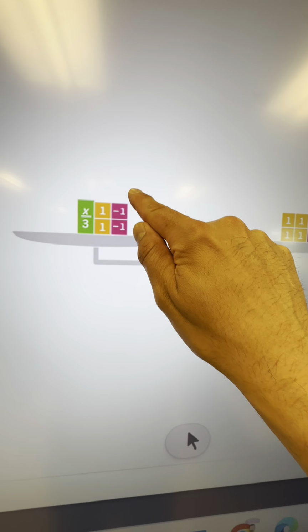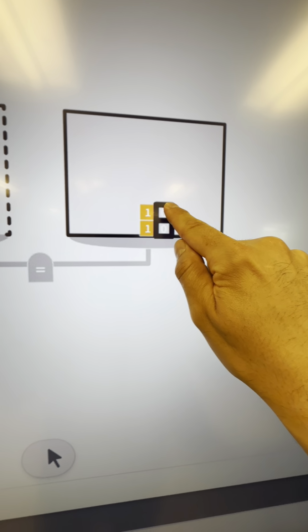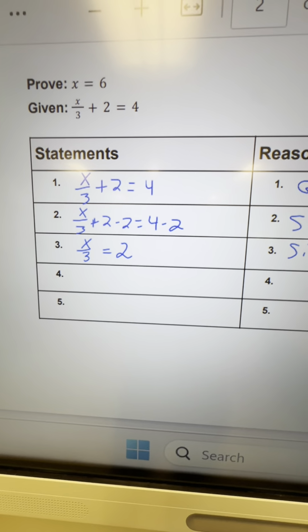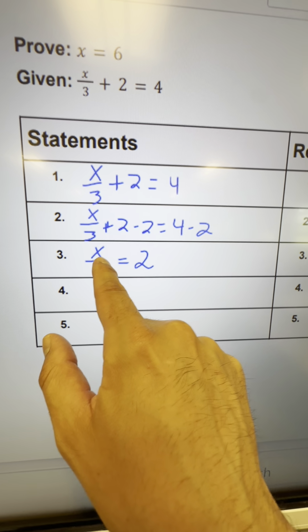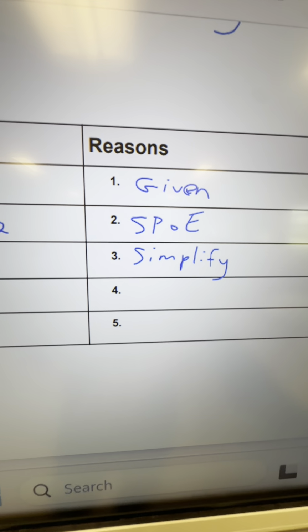Once you do that step, then you're going to actually simplify. So by combining the like terms together, I can see I have x over 3 is equal to +2. And you can see here, when you combine this, that's gone. When you combine this, you get 2. So x over 3 equals 2, and that's called simplifying.